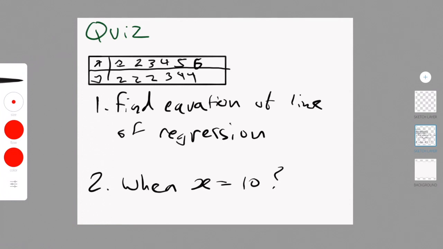Now it is time for the answers. I forgot to put a question mark in, so I just did that. The equation of the line of regression is y equals 0.49x plus 1.13. And then I just proceeded to use that to find the y when x equals 10, which was 6.03.